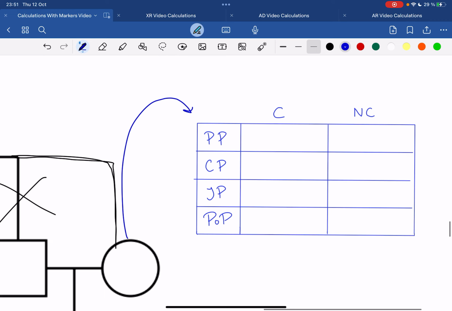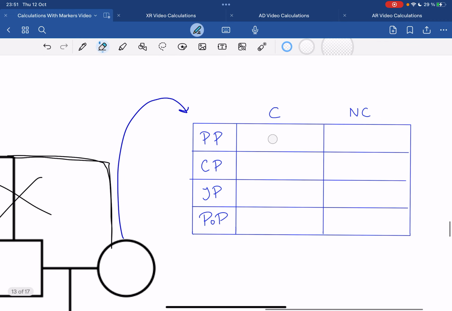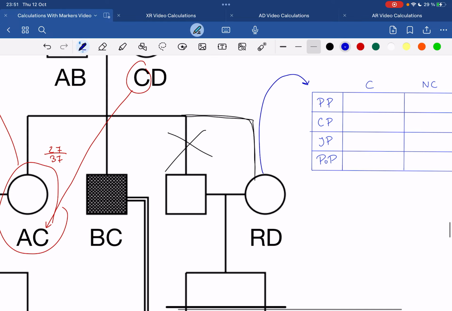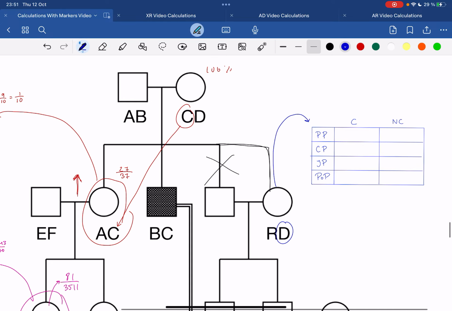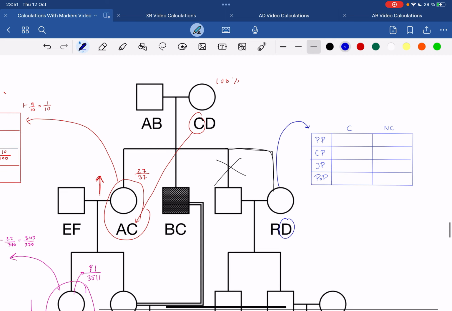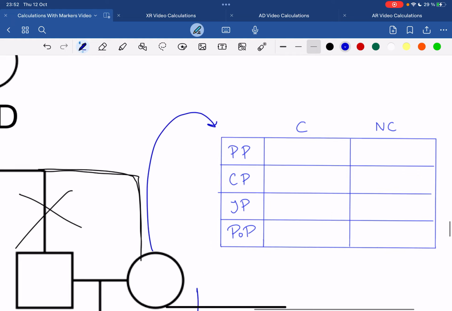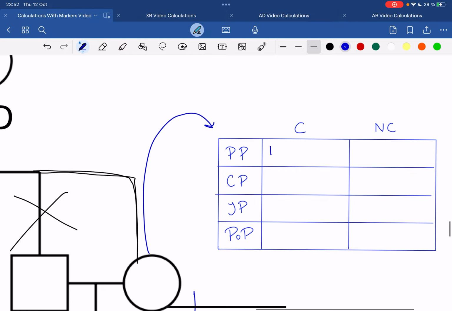So let's just assume that is true. 1/10 here. Let's first explain what we're doing. This person got a D from their mom, which is not the pathogenic marker, so there would be a low chance. The low chance would be 1/10.